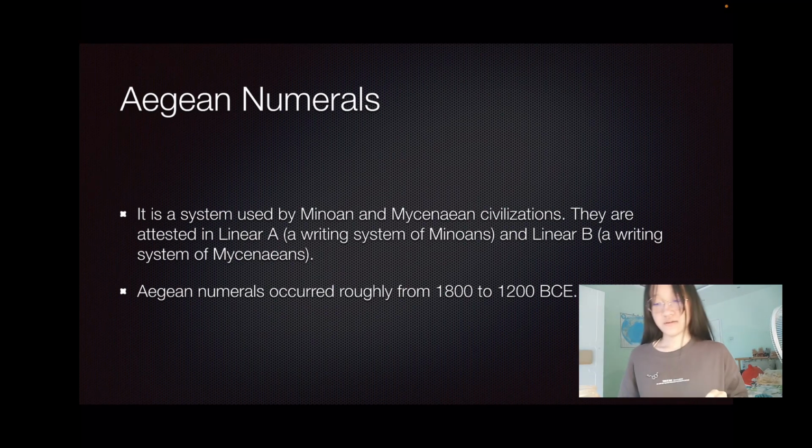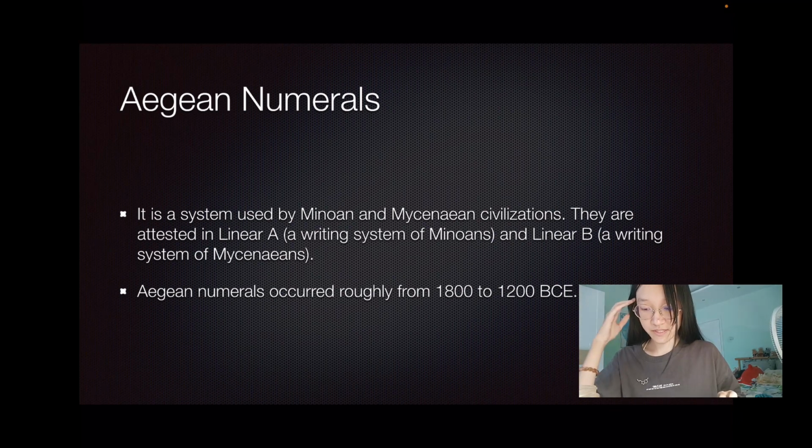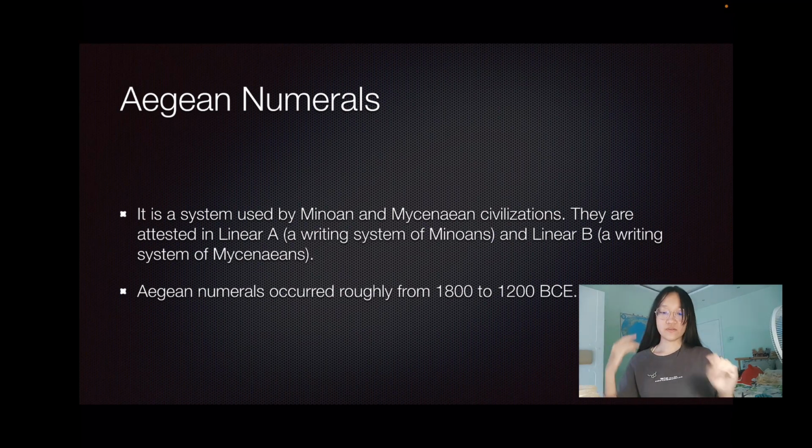Okay, another set of numeral systems later on is called Aegean numerals. It is a system used by Minoan and Mycenaean civilizations. They are attested in Linear A, a writing system of the Minoans, and Linear B, a writing system for the Mycenaeans. Aegean numerals occurred roughly from 1800 to 1200 BCE.